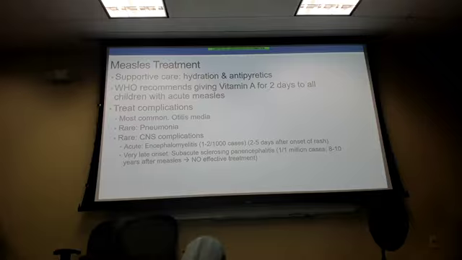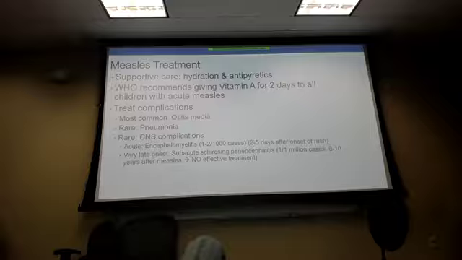But what happens is a lot of times people will use high dose vitamin A as a prevention, and then they will end up with a fat soluble vitamin overdose. So not great. Don't ever use it as prevention. Use it as your treatment.